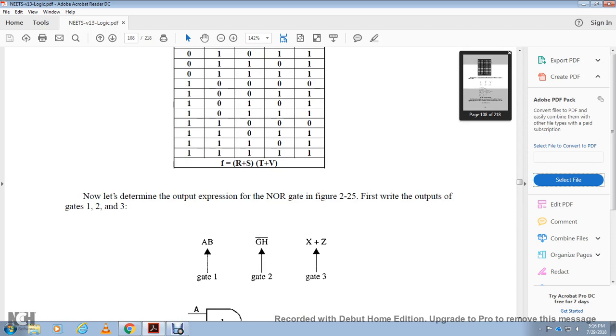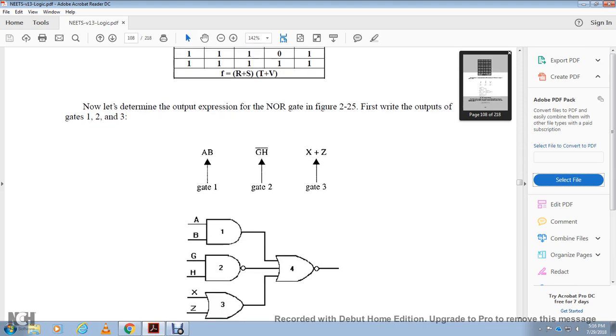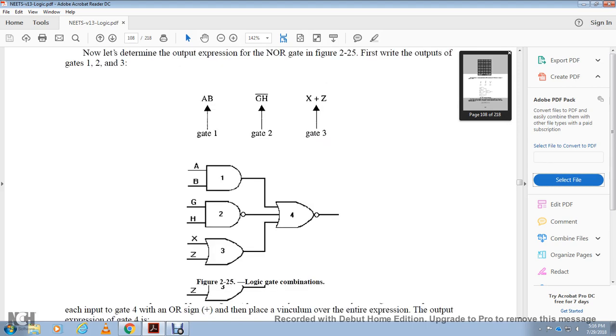Now let's determine the output expression for the NOR gate with the figure 225 with the output of gates 1 and 2 with the A and B. Gate 1, gate 2, the inverse of G and H. Gate 3, X plus Z. So you'd have A, B, G, and H in the AND, and X and Z in an OR.